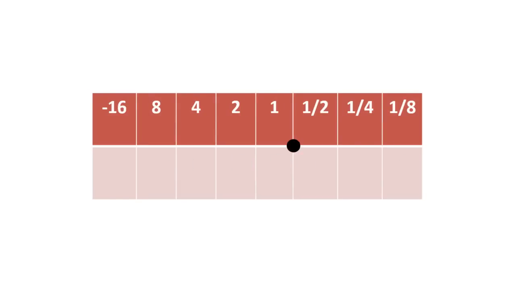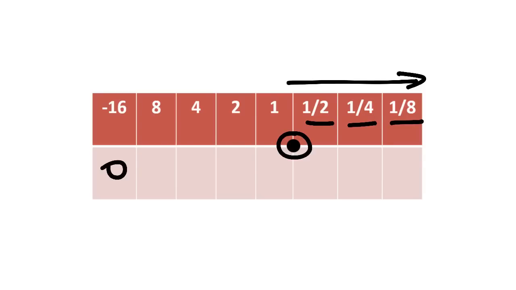Now in order to store 6.5, we need to extend the number line from left to right, like this. Notice how the place values halve as you move left to right: a half, a quarter, an eighth, and so on. We can place a binary point between 1 and a half. So the number 6.5 is 0, 0, 1, 1, 0, 1, 0, 0.